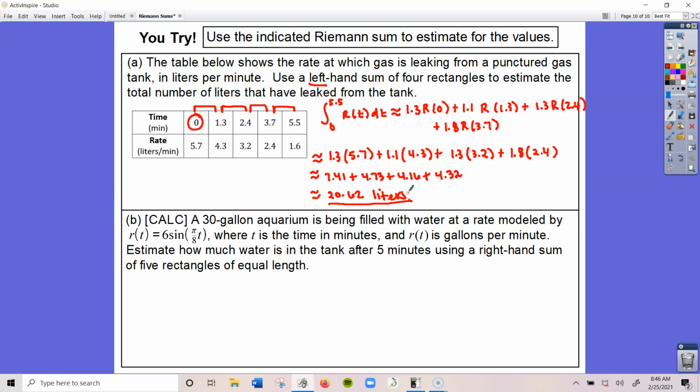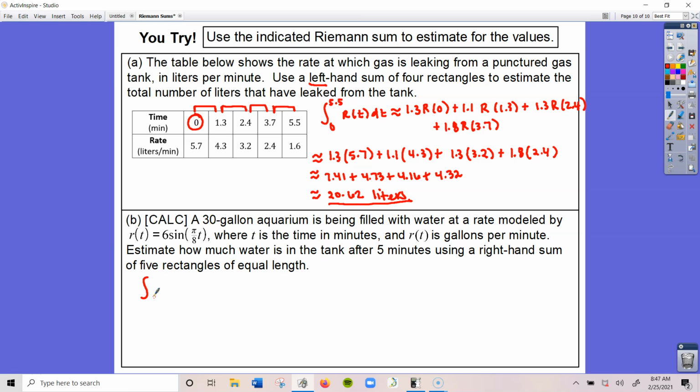Last question is a calculator question. A 30-gallon aquarium is being filled with water at a rate modeled by r of t equals 6 sine of pi over 8 t, where t is the time in minutes, and r of t is gallons per minute. Estimate how much water is in the tank after 5 minutes using a right-hand sum of 5 rectangles of equal length. So we want to estimate how much water is going in after 5 minutes.